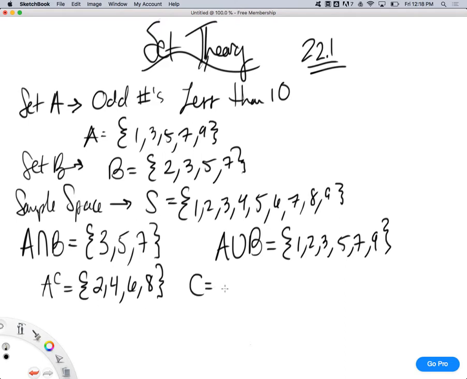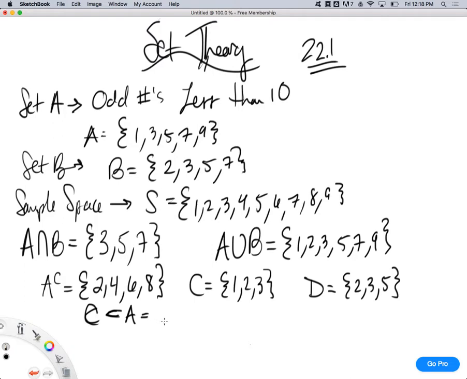Then I give you two new sets. Set C, which I say is 1, 2, and 3, and then set D, which is 2, 3, and 5. And then I ask, is set C a subset of A? That's what this sideways U means. Is C a subset of A? And on there I put no, but why is C not a subset of A? Who can tell me why C is not a subset of A?